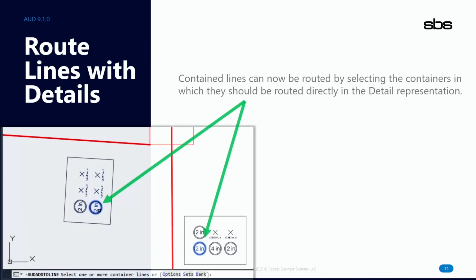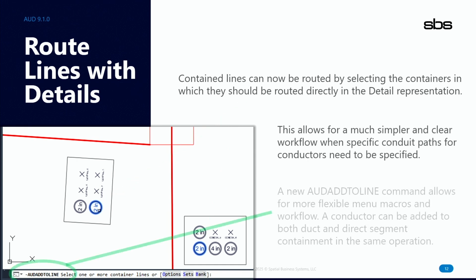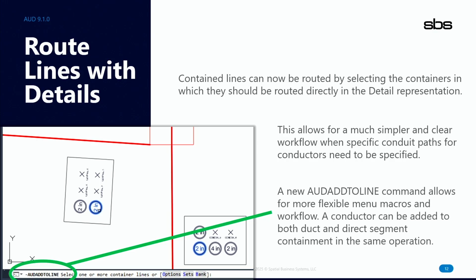So the route lines with details functionality allows you to place details and easily route your lines using the detail. So this can be done graphically and a lot more intuitively than some of the other workflows for this. And a new command, it's a little bit more flexible. So if you need to lay out cabling in conduit or direct buried, instead of having to create different macros, we have a more generalized command for that.